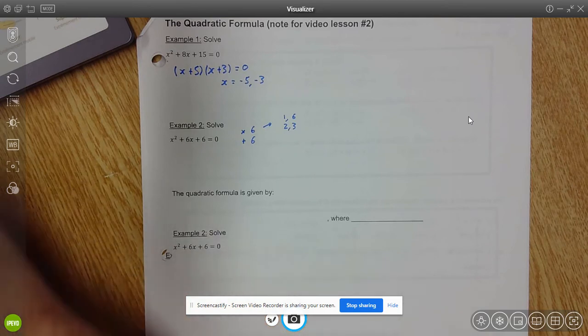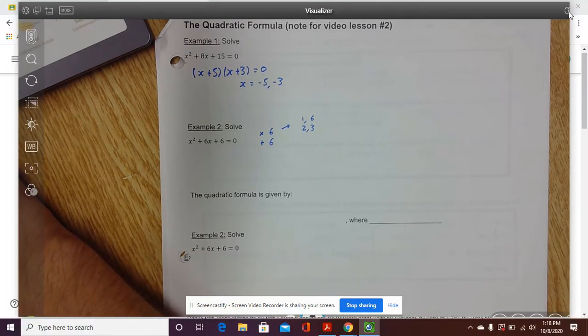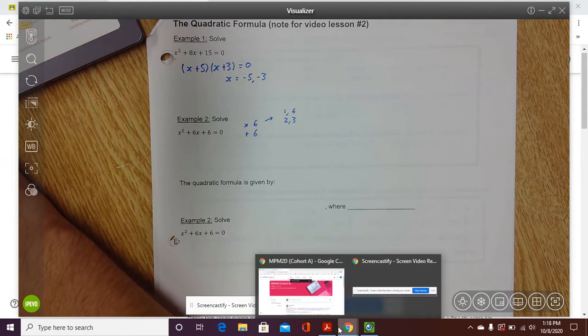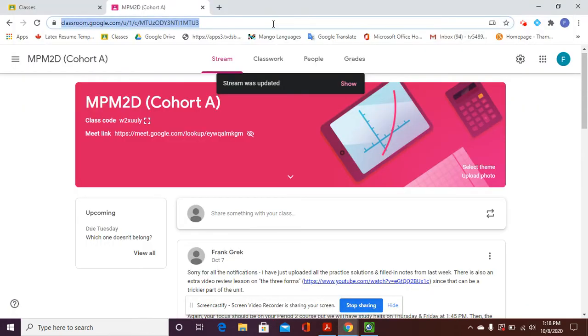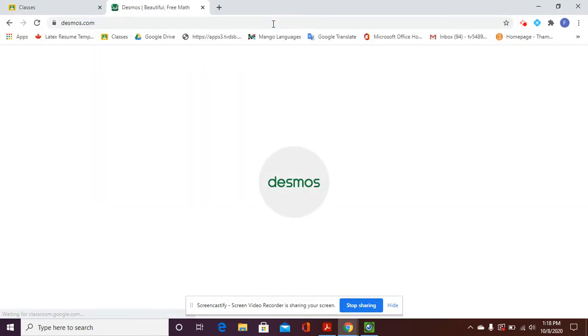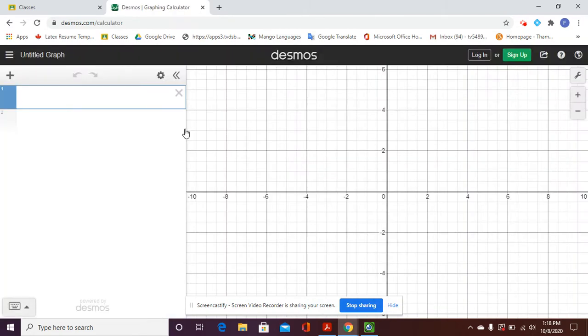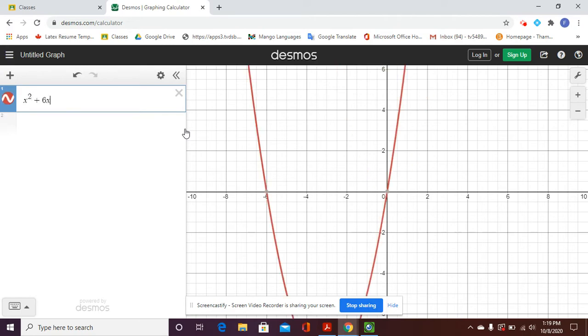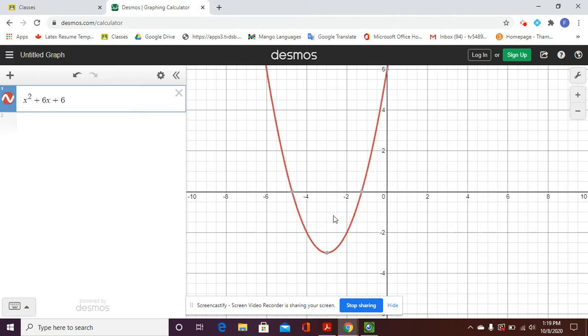Okay, why don't we look at this parabola on Desmos and see what's going on. Does this parabola even exist? Does it have zeros? Why don't we take a look? So I'm going to move over to desmos.com. And the parabola that we were thinking about here was x squared plus 6x plus 6. Okay, well, I should have found an answer. I do have two zeros.